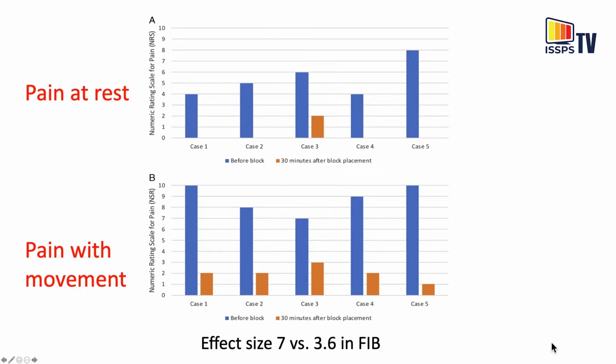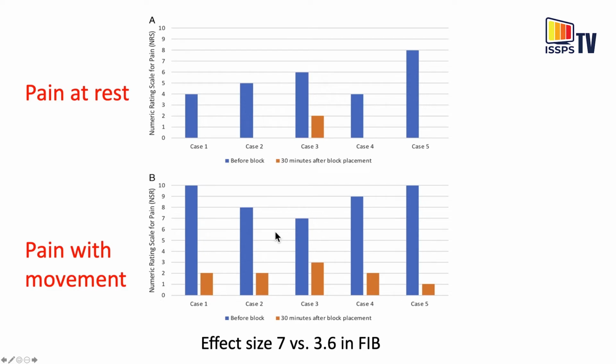We find that it is amazing because if we say the blue is the one before the block, and after the block you don't see anything because after the block the pain at rest is zero, except this one who has a metastatic disease in different parts of the body, and no matter what, the patient still has some pain. But the pain with movement is the thing that is striking. You see before and after the block, there was a significant drop in the pain score, with effect size around 7. This is amazing. There's a huge drop.